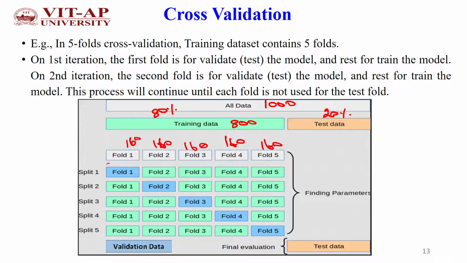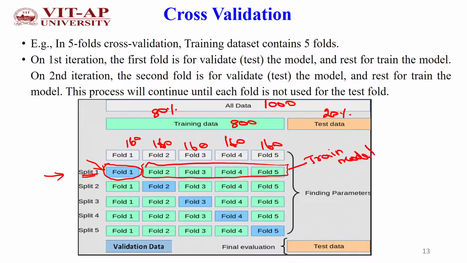In the first iteration, the first split, this fold will be used for validating the model. These four folds are used for training the model. After training, this model is tested by fold 1. Likewise, after that the parameters will be updated a second time.